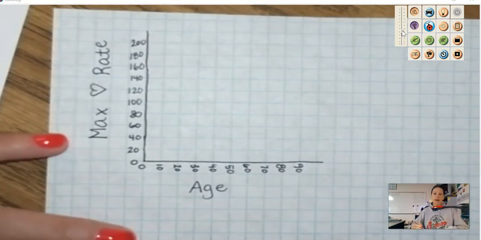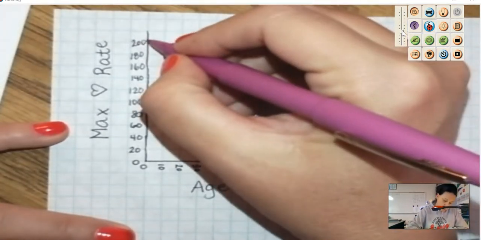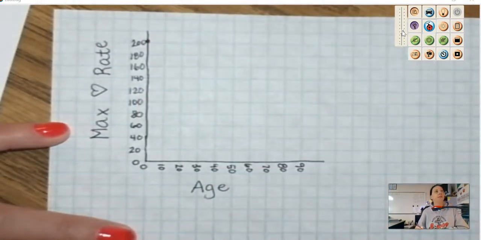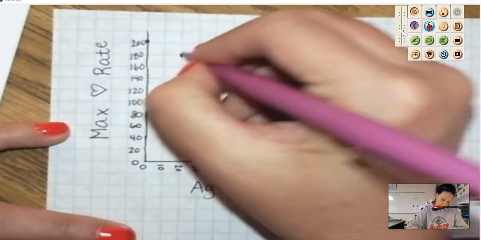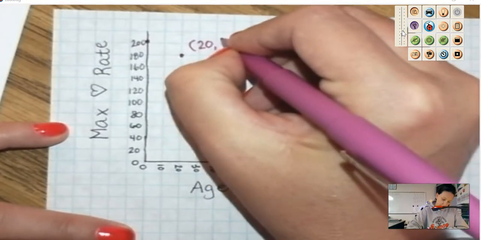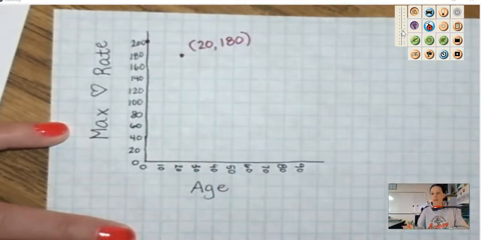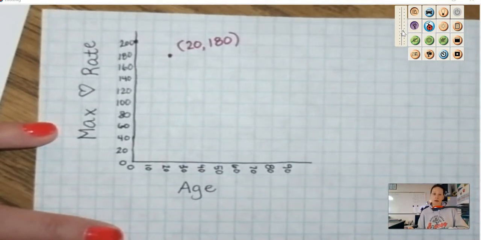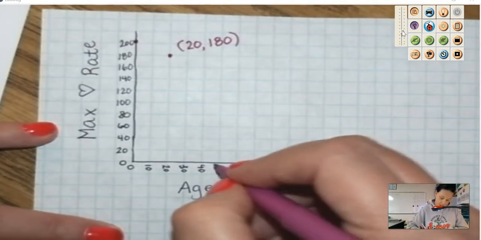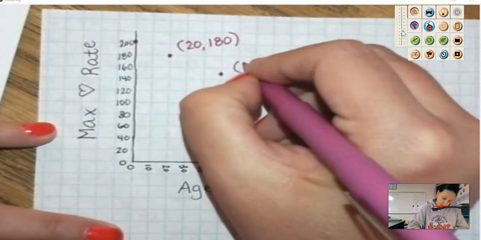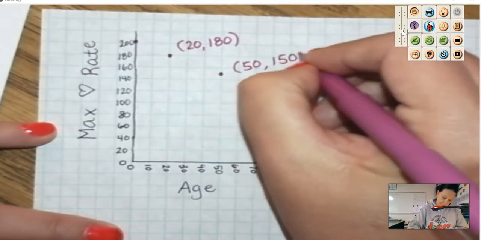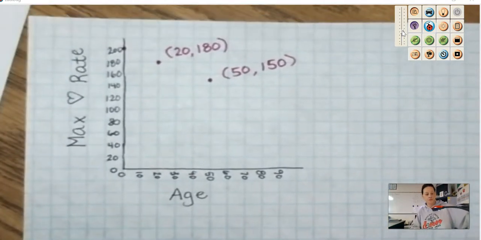It hits the y-axis, I think, a little bit above 200. So maybe about 200, give it a dot. But it definitely hits at 20, 180. 20, 180 is one of the points. Another one of the points, 50, 150. 50, 150. And then use the straight edge.